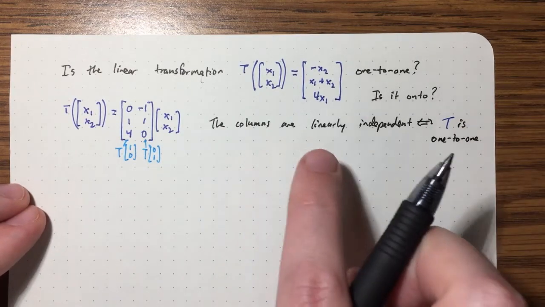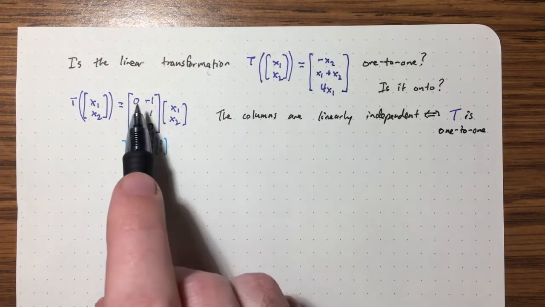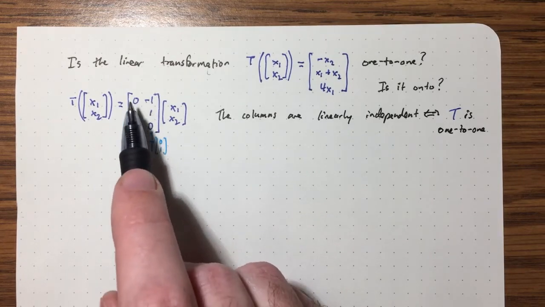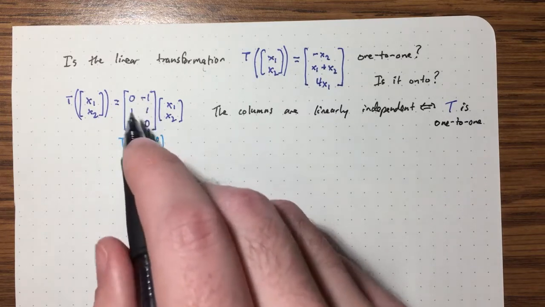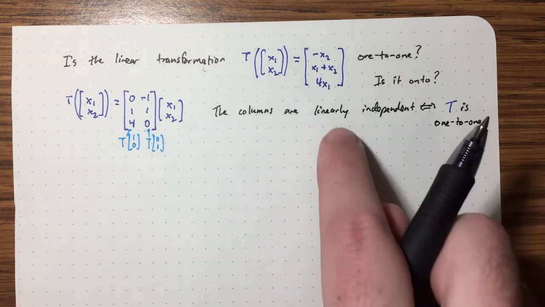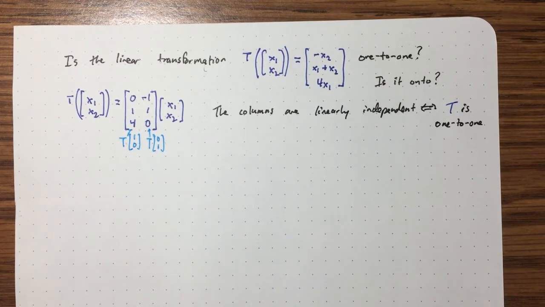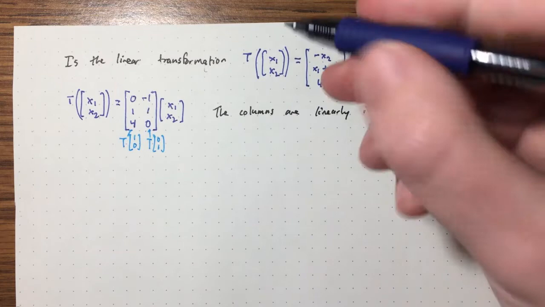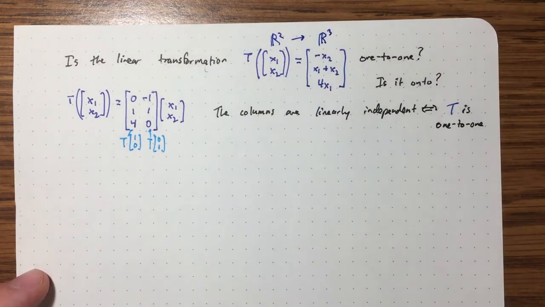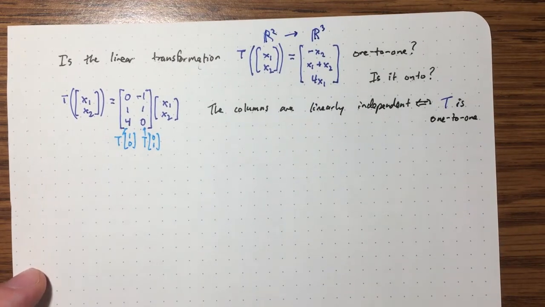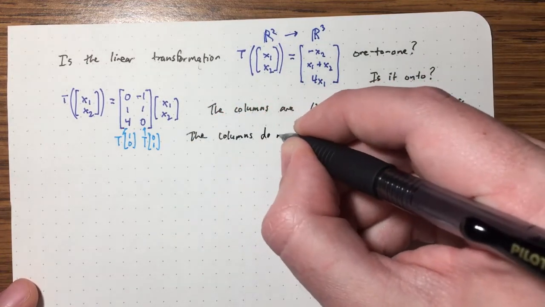How did I tell that the columns were linearly independent? It's because I have two vectors, and columns are linearly independent if one is not a scalar multiple of the other. I just looked at them and saw this one's not a scalar multiple of that one, and vice versa. So columns are linearly independent. Do these two columns span R3? Because that's where we're going. This is R2 to R3. Well, no, because two vectors can never span R3. So columns do not span R3.